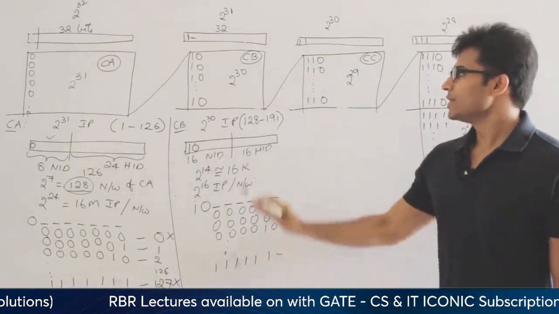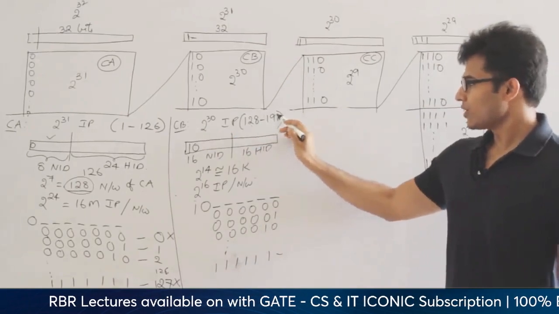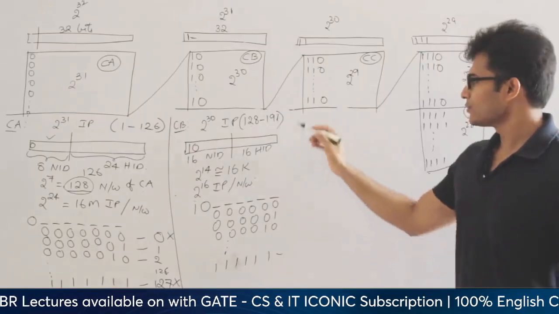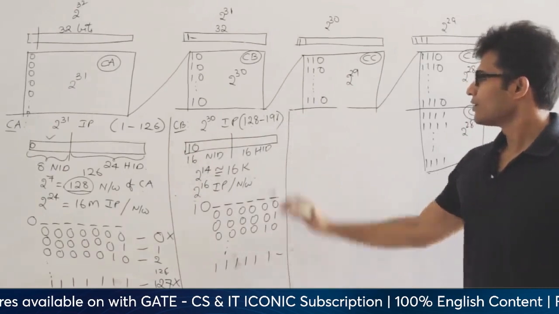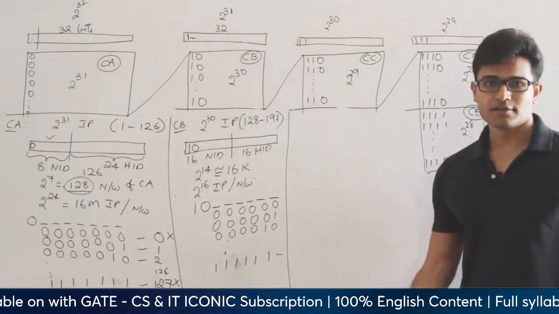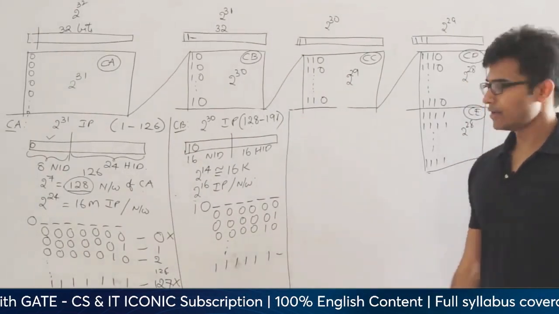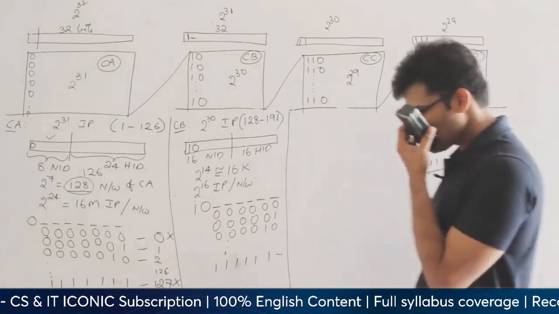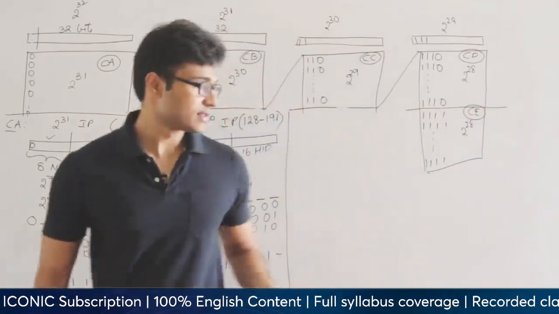Why? We shall see it later. And coming to class B, the range is 128 to 191. Then you could guess what would be the range for class C. Since we are stopping here at 191, the next number is 192, right? Let's see that. Now let's come to this class C.